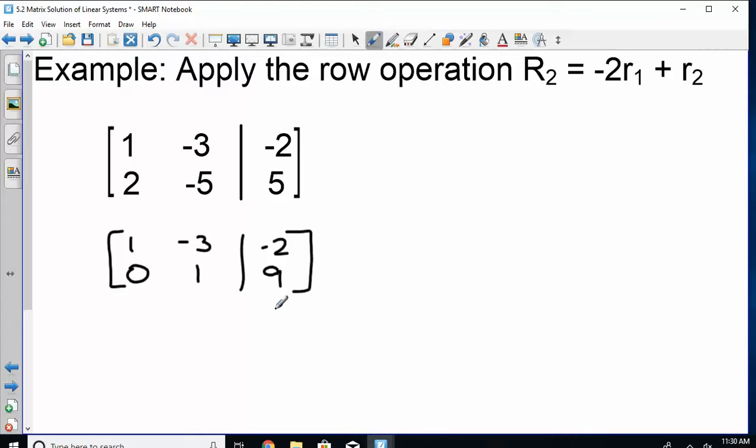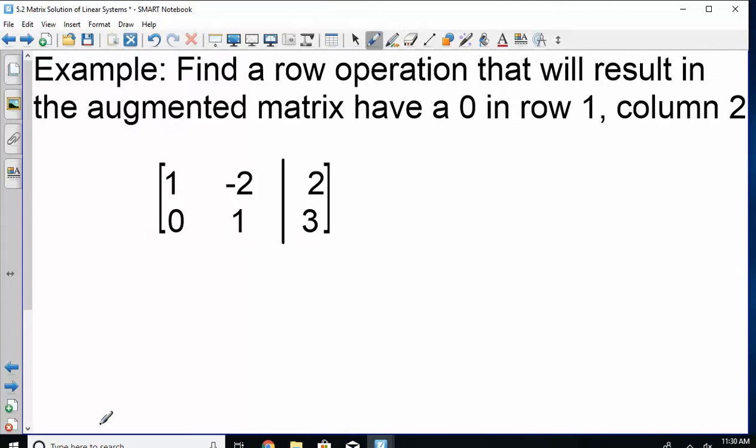Now we have to be able to come up with these row operations. So the next one, I'm not going to tell you the row operation. I'm going to tell you what I want from my result. I want a 0 in row 1, column 2. What number is in row 1, column 2? Row 1, column 2. That right there. I want to make that a 0.